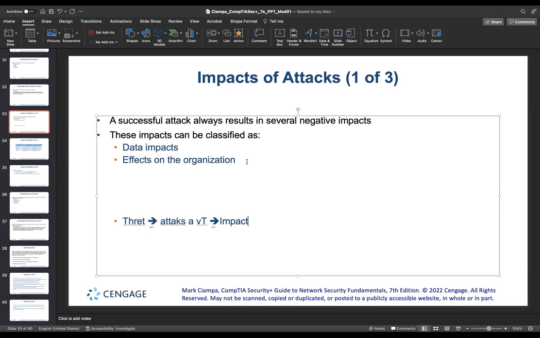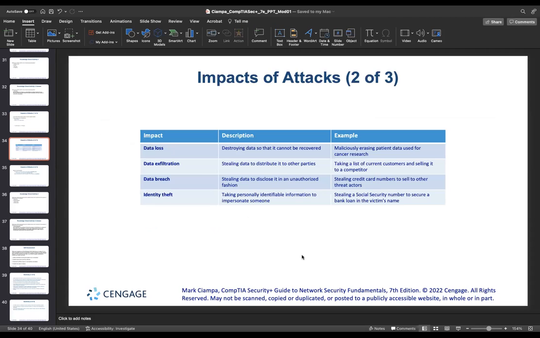And this impact could be data impact or could be different effects on the organization. The impact could be even just reputation of an organization, right? And some organizations, when they lose that reputation, that means they lose money, okay?